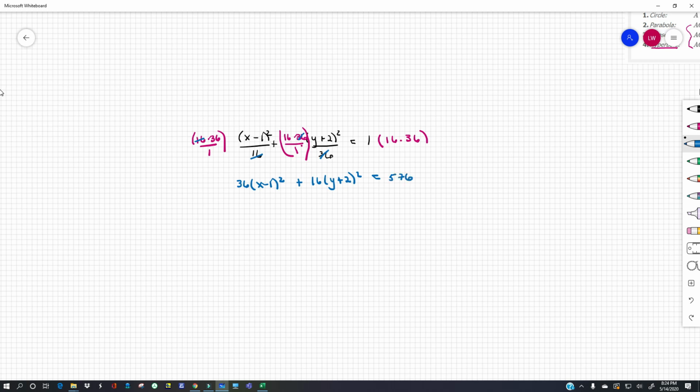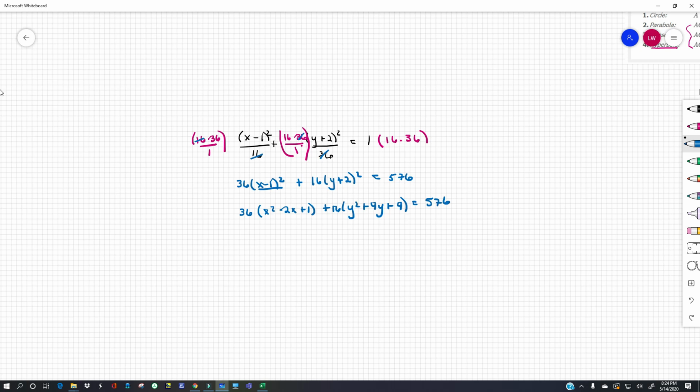And you might say, well, hey, that doesn't look like the general form that we had. It will. You have to work on it. So what you're going to have to do is expand these binomials by foiling them out. So I'm going to have 36 times... now, I'm going to FOIL this out quick because you guys should be okay with foiling by now, all right? So this is going to be x squared minus 2x plus 1, plus 16 times y squared plus 4y plus 4 equals 576.